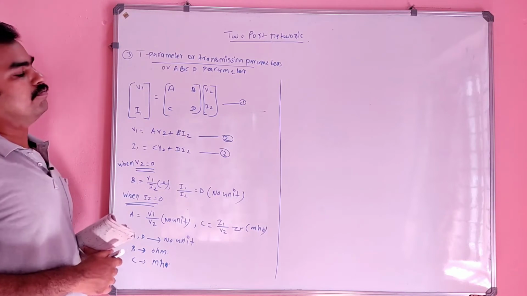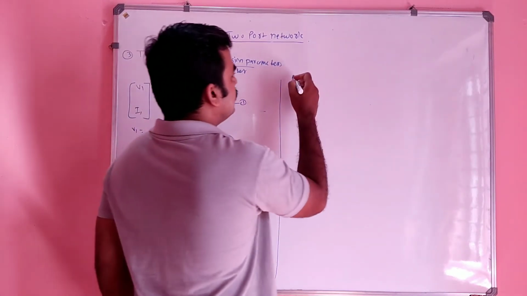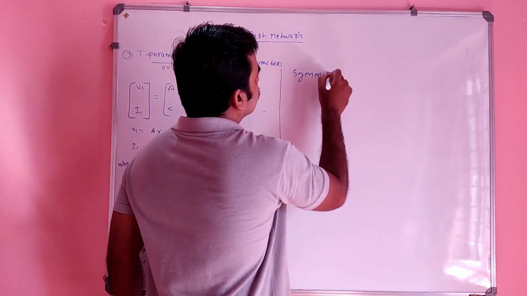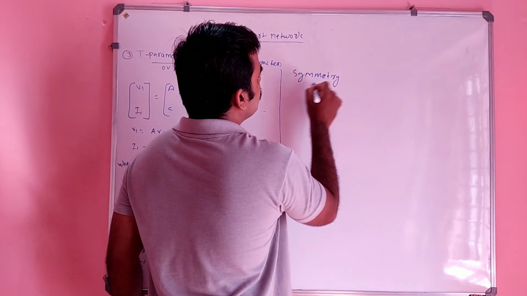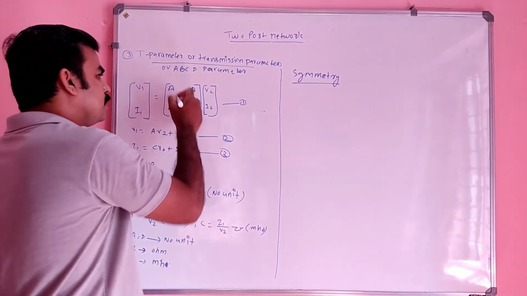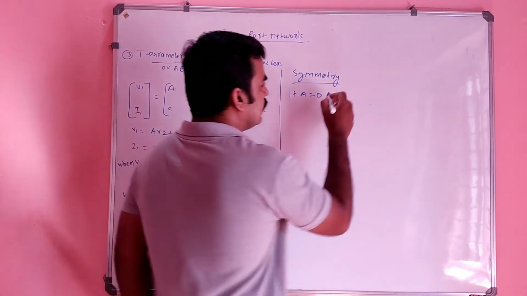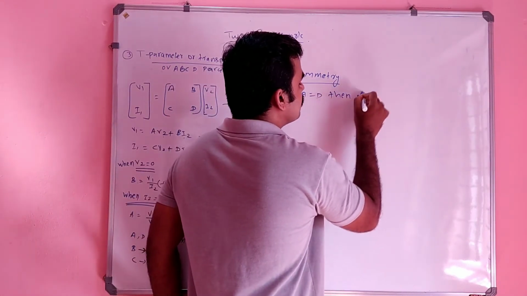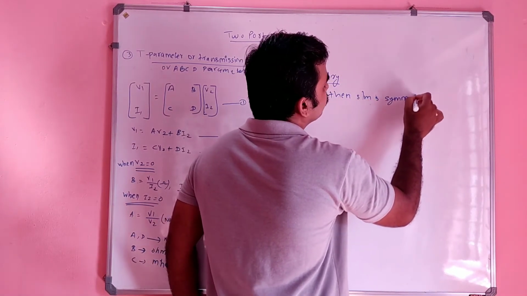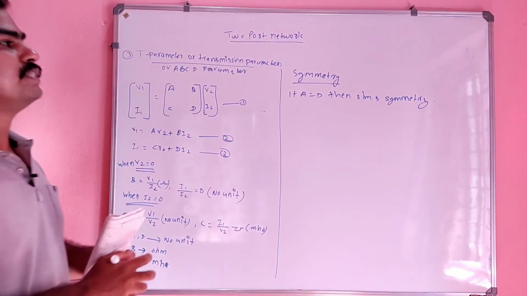We learned that. And by looking at these parameters A and D, that means by looking at this ABCD matrix, we can predict whether the system is symmetry or not. If A equal to D, then the system is symmetry. What is the real meaning of symmetry?